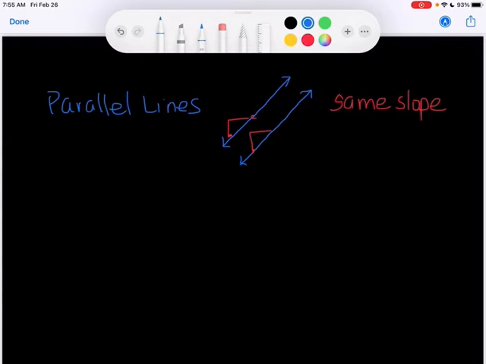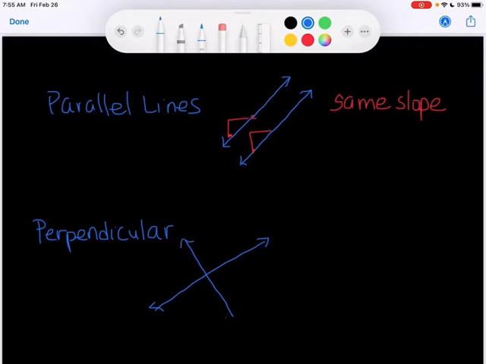Now, with perpendicular lines, those are two lines that cross and create a right angle. So for example, if I had this line, the perpendicular line would look something like this. If you notice here, when they cross, they make this 90-degree angle, a right angle. Well, perpendicular lines have opposite reciprocal slopes.